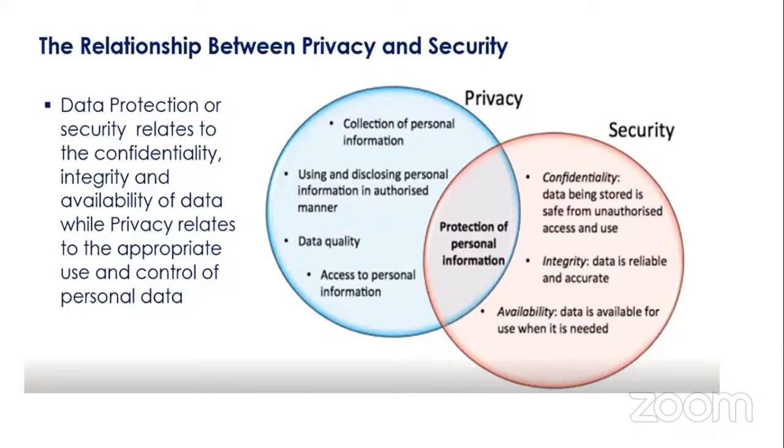So that's why, if you look at the chart I'm showing there, it's trying to show the relationship between privacy, because we have said privacy involves collecting personal information, and also using and disclosing this personal information in an authorized manner. And also we talk about data quality and access to the personal information. So that's why we cannot separate the two, data privacy and data protection.